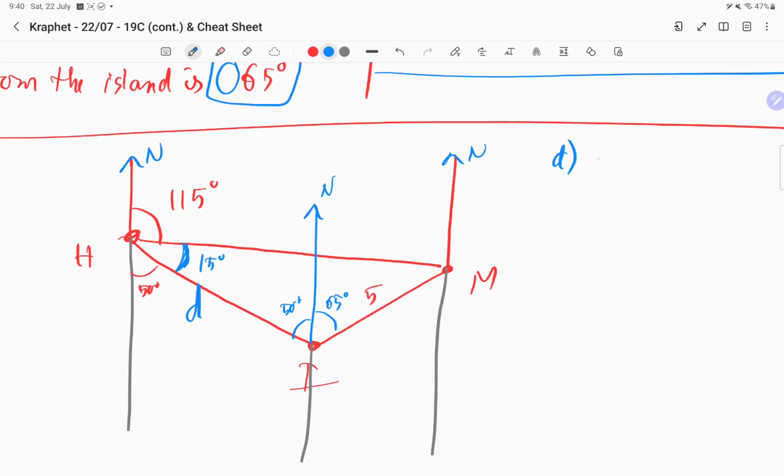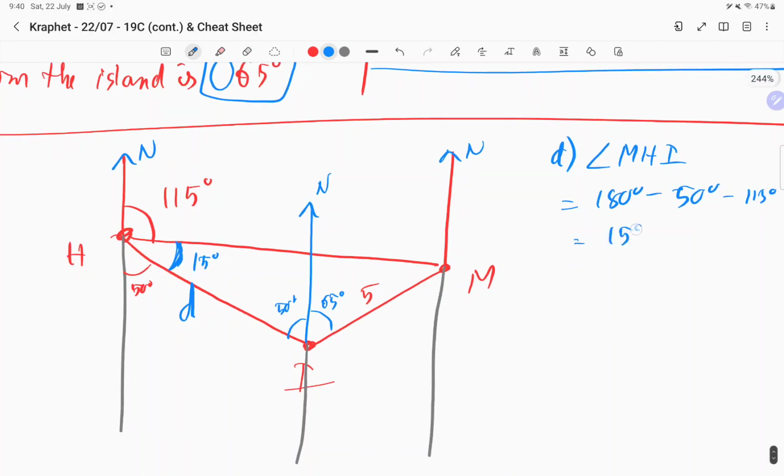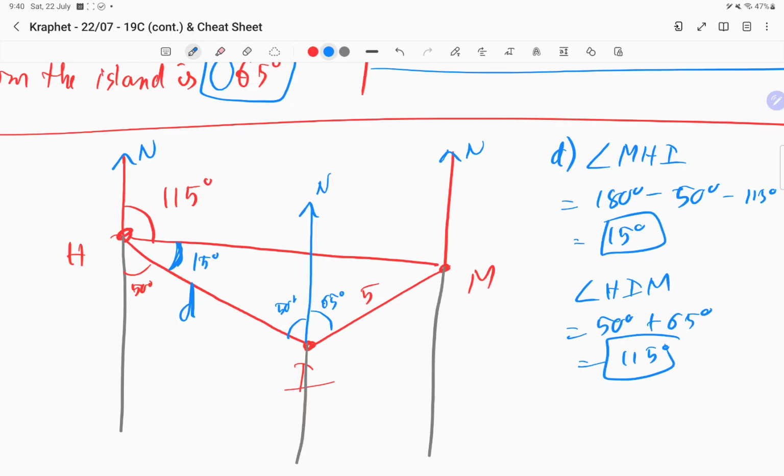So for question D, you have to show angle MHI is equal to 180 degrees minus 50 degrees minus 115 degrees. All right, show some working. So that'll be 15 degrees. And then angle HIM is equal to 50 degrees plus 65 degrees, which is 115 degrees. All right, we've got two angles here. Okay, how do we find the distance d?